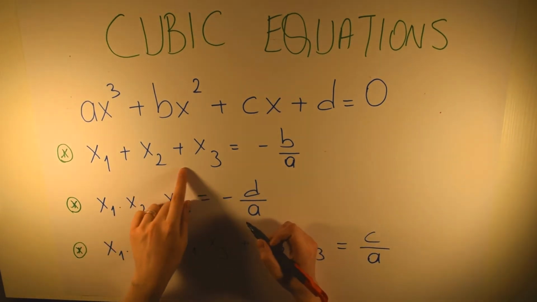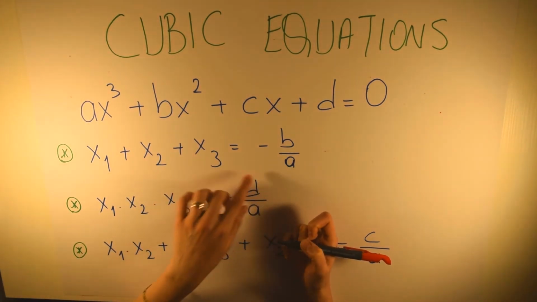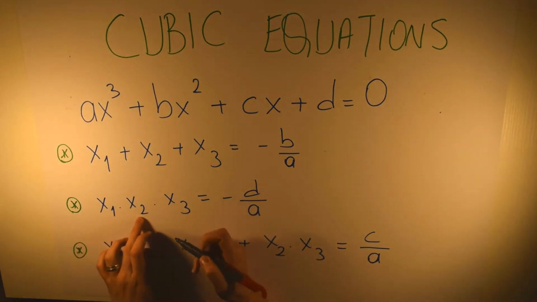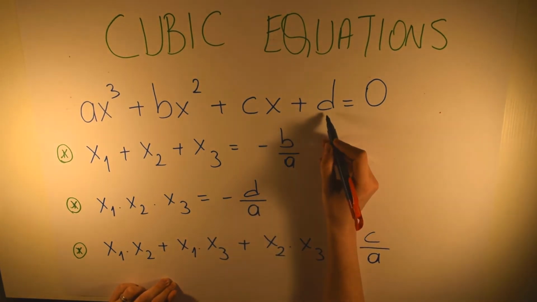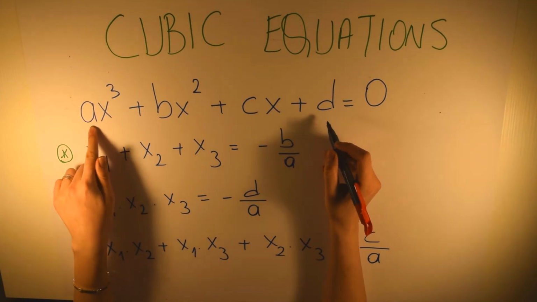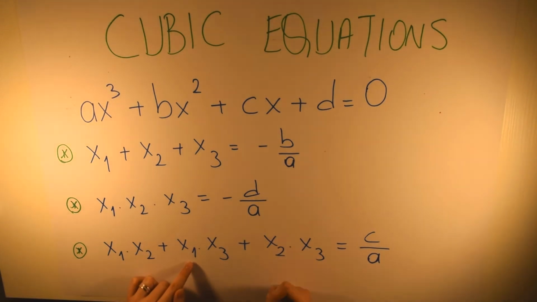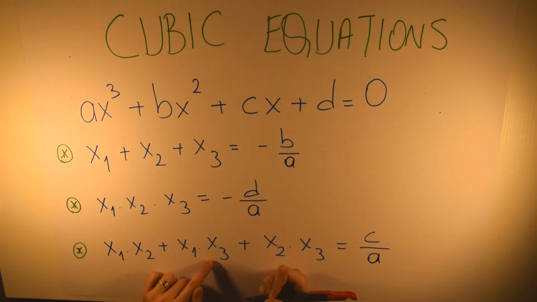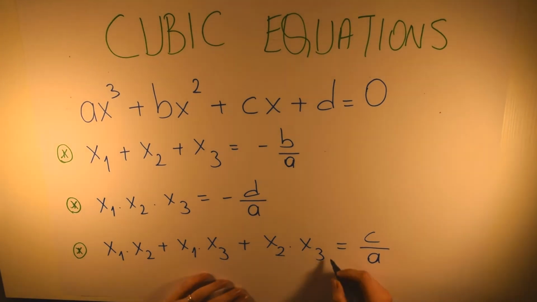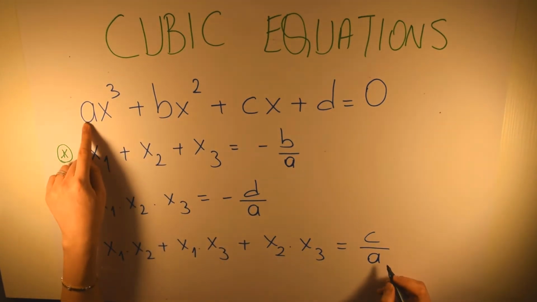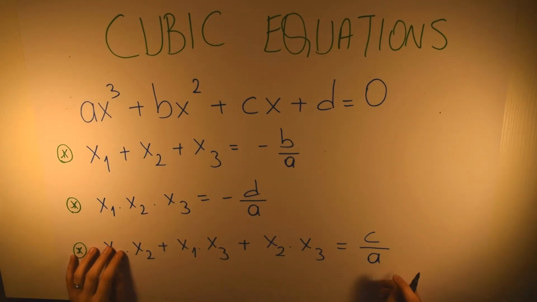The formula for the sum of these roots is minus b over a. It's the same as quadratic equations. The product of these three roots is equal to minus d over a, where d is our constant. And x1 x2 plus x1 x3 plus x2 x3 is equal to c over a. So let's solve some examples about this topic, so you will understand better.